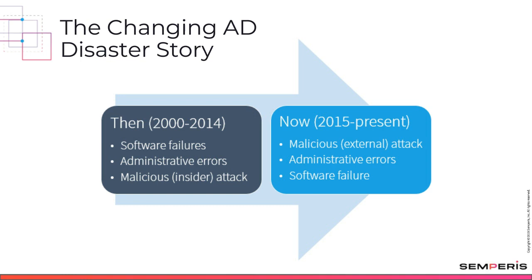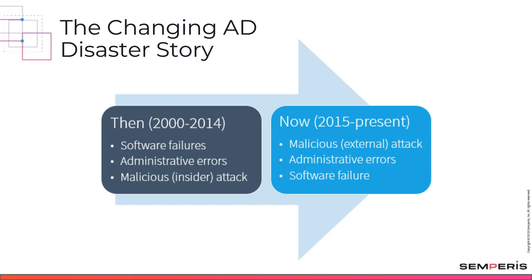So, Active Directory is new. People didn't really understand it. It was not difficult for an administrator to foul something up, even just like deleting an OU by mistake. And then third on the list was some sort of a malicious attack by an insider, either an admin or a user who had the ability to log in to AD.